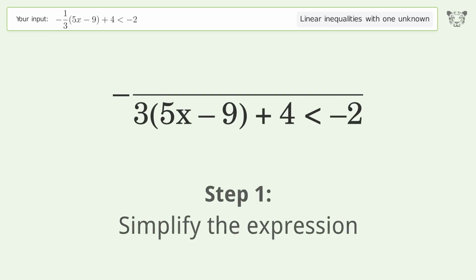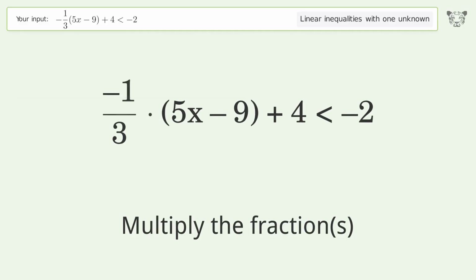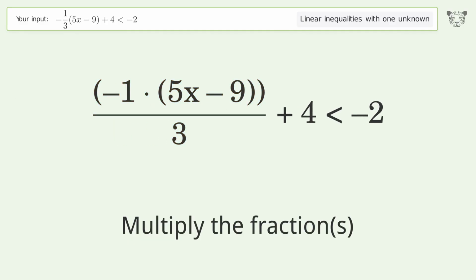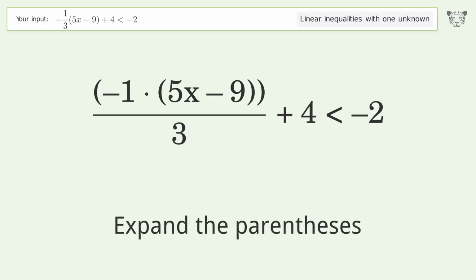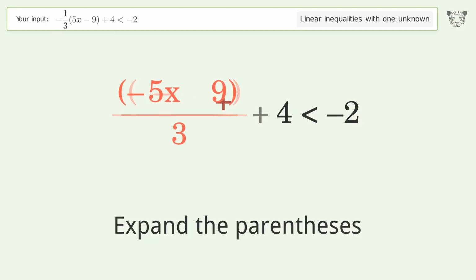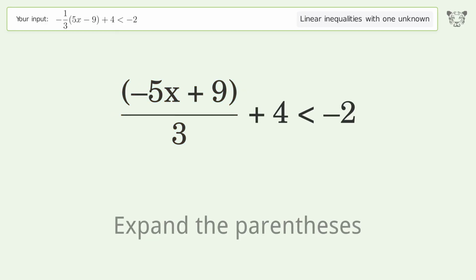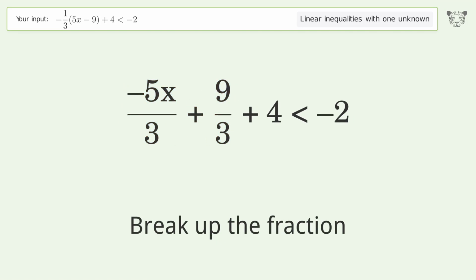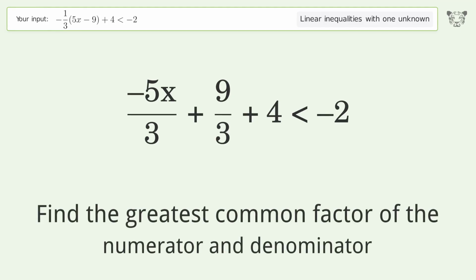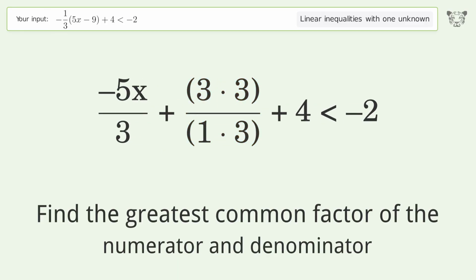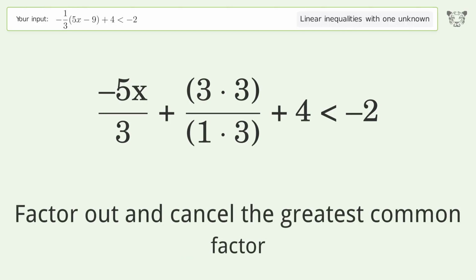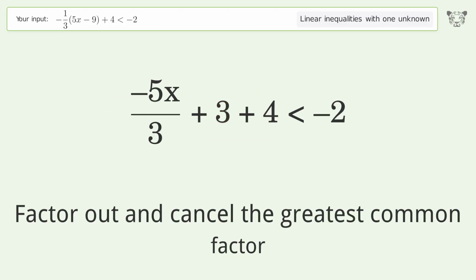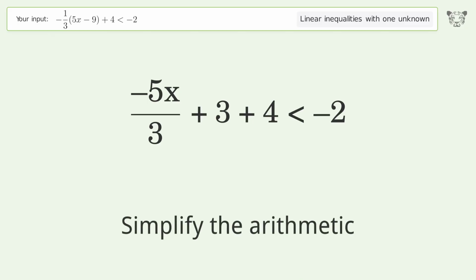Simplify the expression. Multiply the fractions. Expand the parentheses. Break up the fraction. Find the greatest common factor of the numerator and denominator. Factor out and cancel the greatest common factor. Simplify the arithmetic.